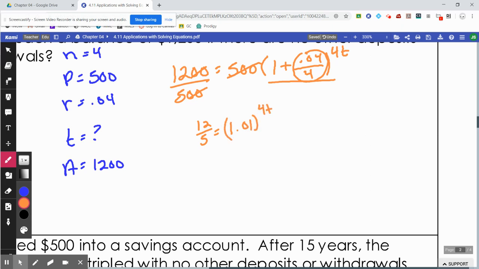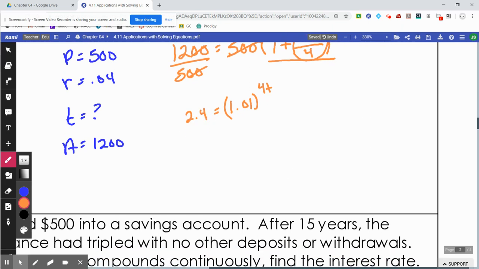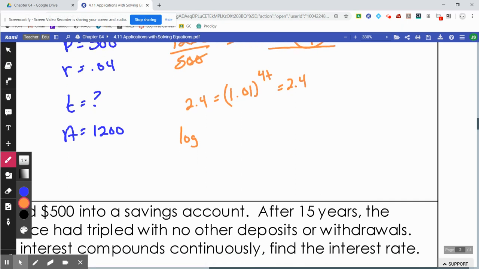And you can change this to a decimal. That's going to be 2.4 if you would like to. So there's your equation. Now let's change forms. That would be log. And again, you can move the 2.4 over here if you need to make it look like the ones you've been looking at. Log base 1.01 of 2.4 is equal to 4t.